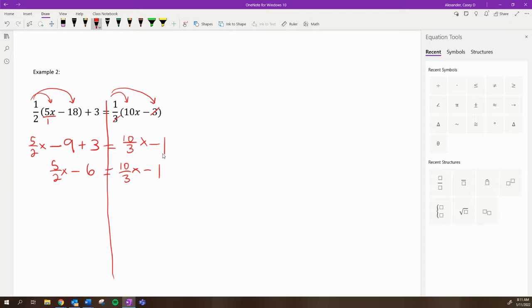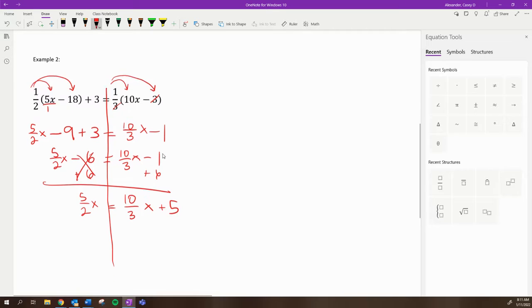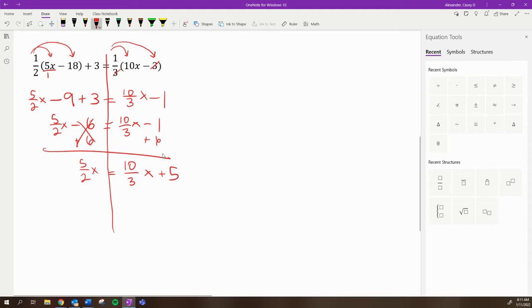But before I even get into that, let's get rid of this 6 here. Let's add 6 to each side. So that's gone, and I have 5/2 x equals 10/3 x. -1 plus 6 is +5. We're always doing the opposite. And so now that I have x's on each side, I'm going to collect all the x's onto the left-hand side here.